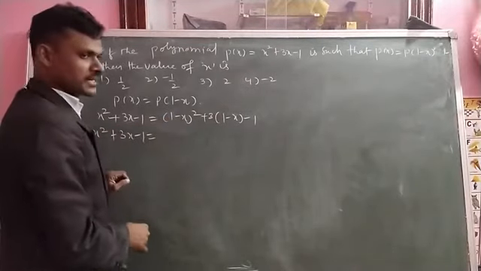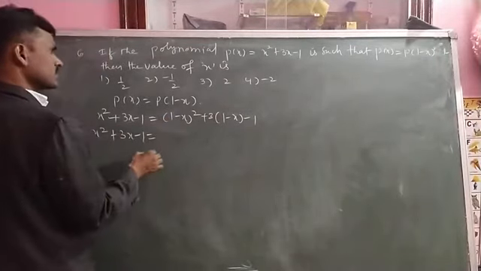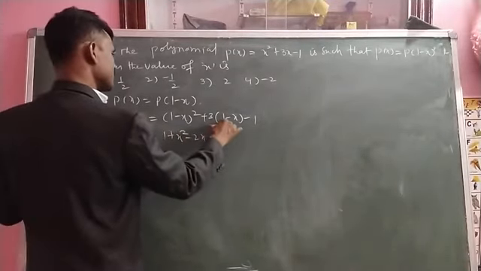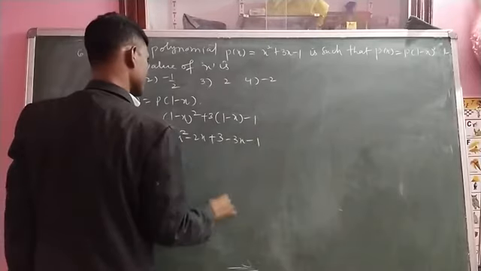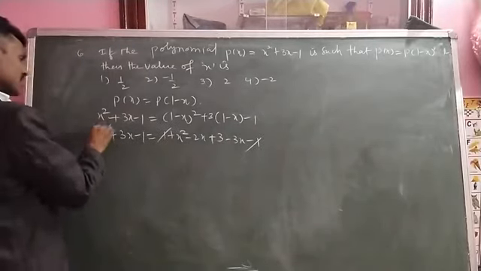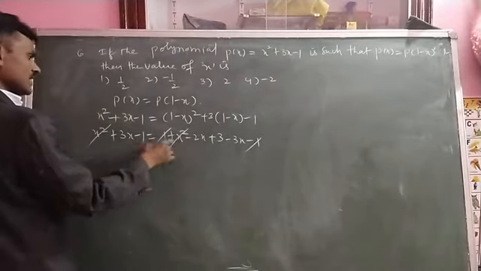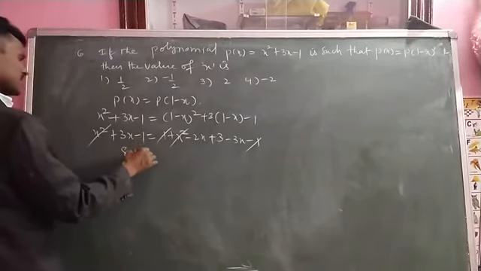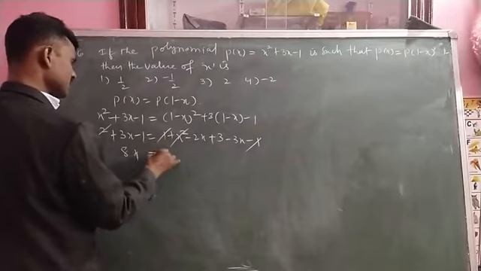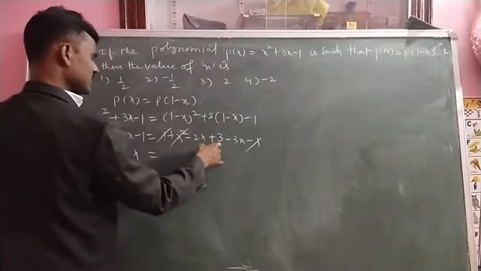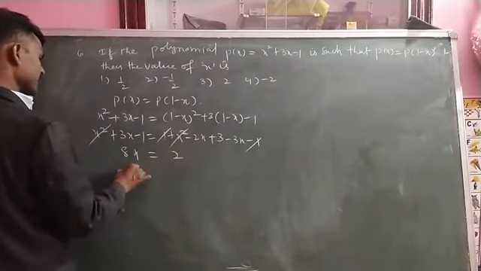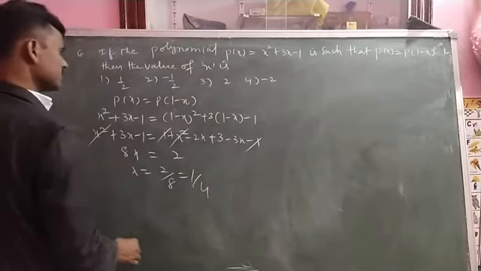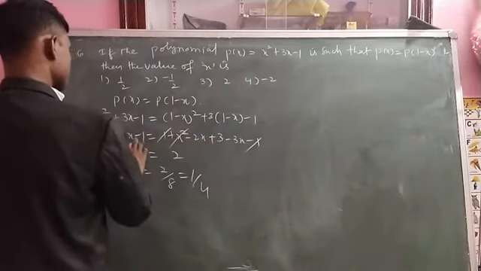Write this as the formula for a minus b whole square: a square plus b square minus 2ab. So 1 plus x square minus 2x plus 3 into 1, 3, 3 into x, 3x minus 1. This minus 1 and plus 1 cancel. X square cancels. And this is 2x minus 3x, that is 5x on this side. This is 5x plus 3x, 8x, on one side, and the constants on the other side. Here 3 minus 1 is equal to 2. Then x is equal to 2 by 8, which is 1 by 4.